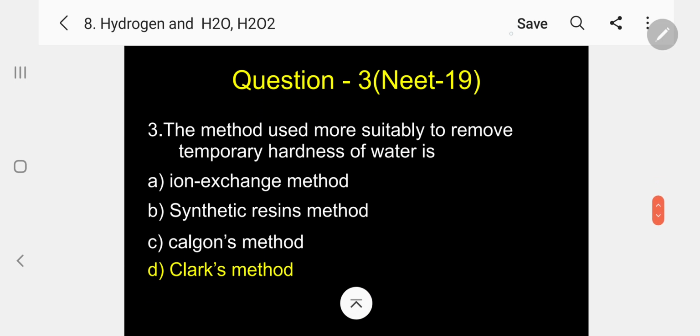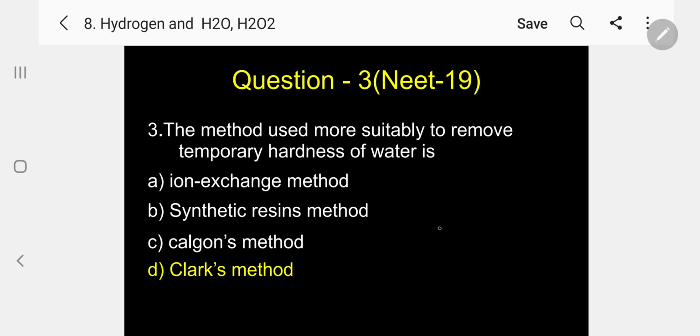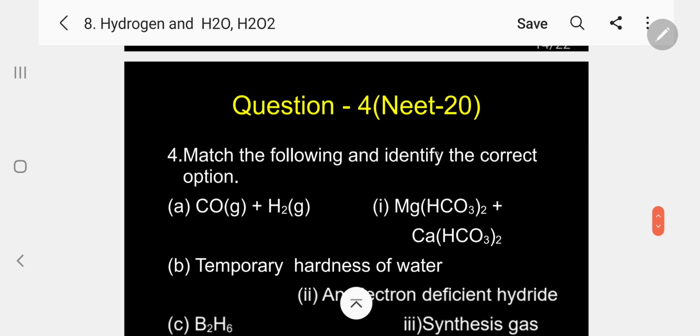So now let me come to the options. The method used more suitably to remove temporary hardness of water is: A, ion exchange method; B, synthetic permutit method; C, Calgon's method; and D, Clark's method. So Clark's method is the correct answer, that is by heating with calcium hydroxide. Please follow. So let me go for the next question.